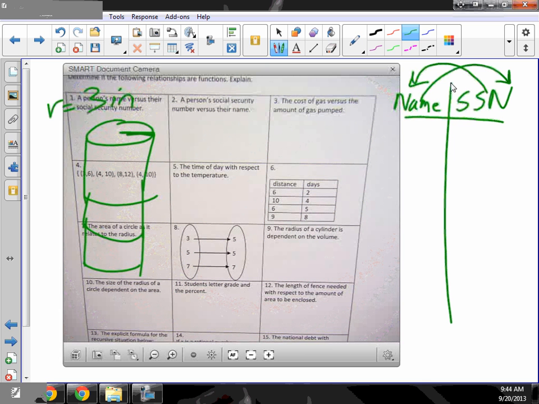Number 11, students' letter grade and the percent. So a bunch of people in this class got an A. Did everybody have the same percentage? No, in fact, probably nobody had the same percentage. So 11 was a no. Would the inverse work? Percentage versus letter grade. Yeah, if you have 86%, you get a B no matter what. Unless I don't like it maybe, and then maybe a B minus.